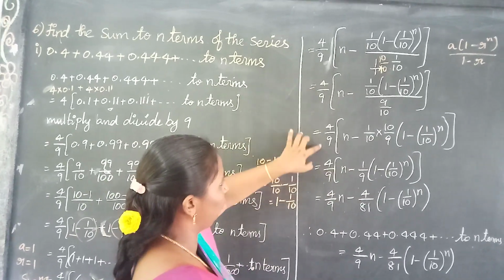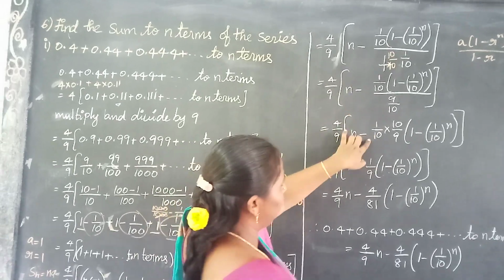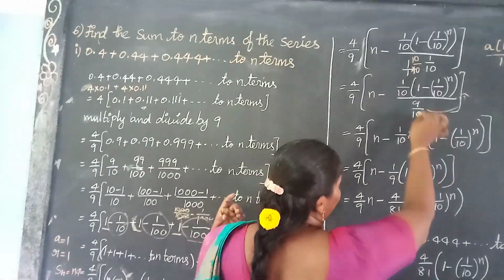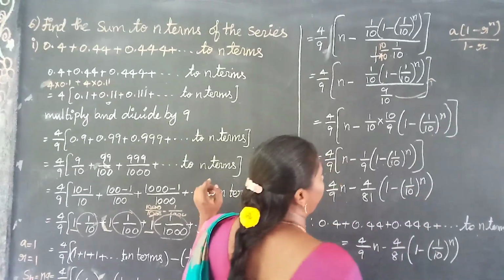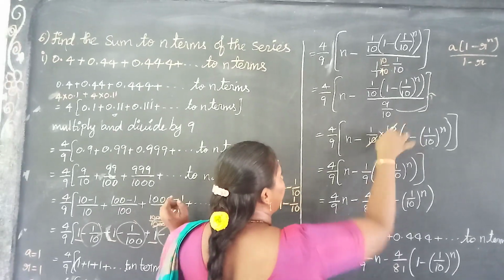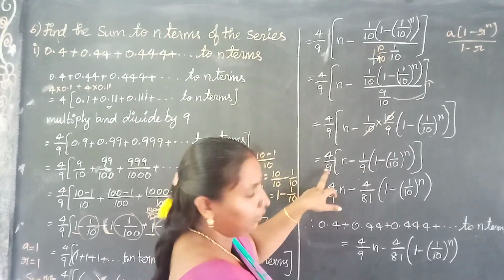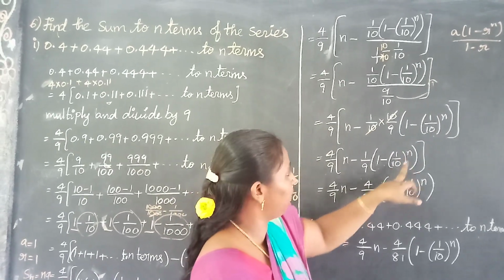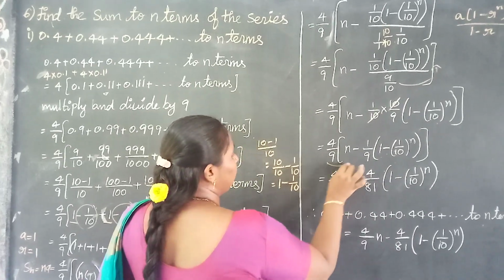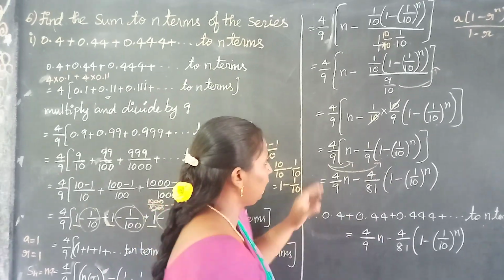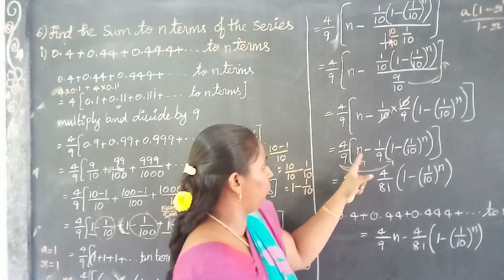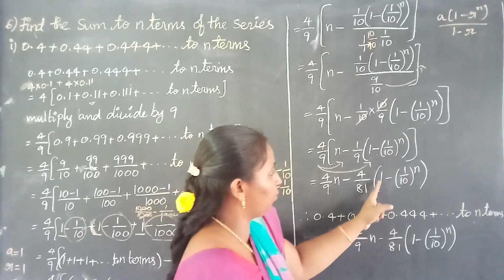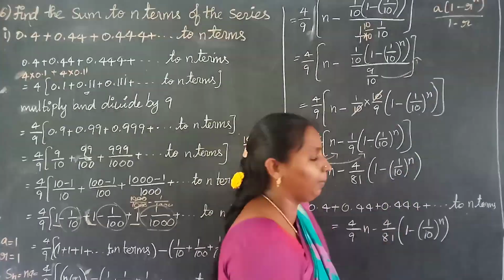Okay. Next write 4 by 9, n minus 1 by 10. This 9 by 10 goes to the numerator. You take the reciprocal, 10 by 9 into 1 minus 1 by 10 whole power n. Okay. Here 10 will get cancelled. Write 4 by 9 into n minus 1 by 9 into 1 minus 1 by 10 whole power n. Now I am going to take this 4 by 9 to the inner brackets. Okay. So multiply this. So 4n by 9 minus 4 ones are 4, 9 nines are 81, into 1 minus 1 by 10 whole power n.